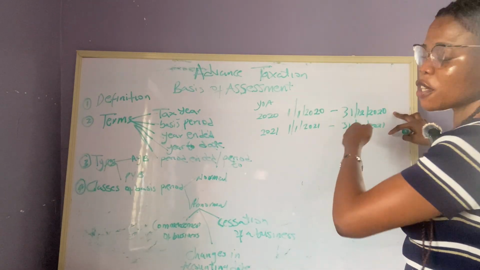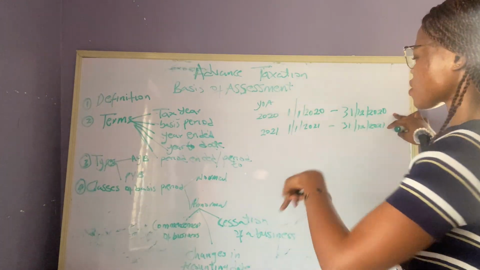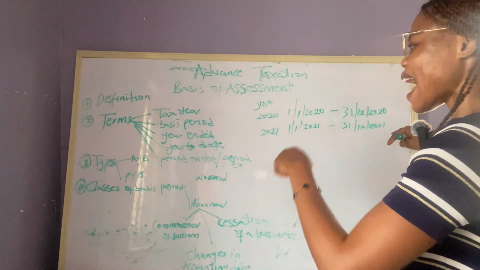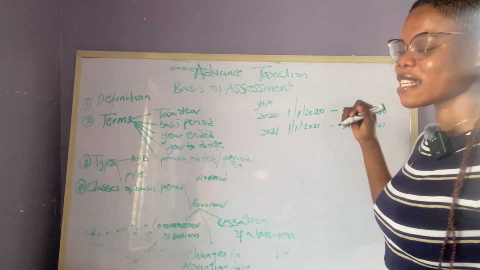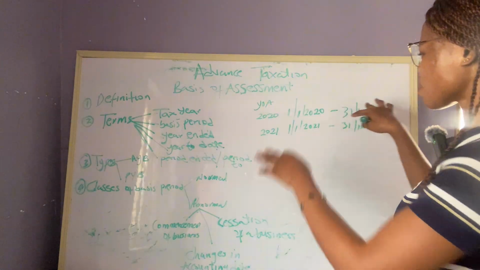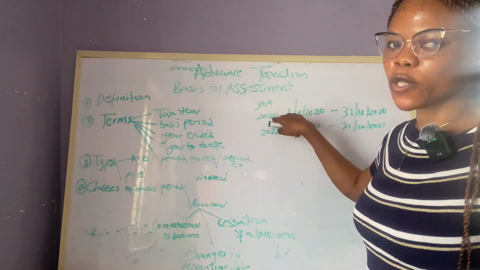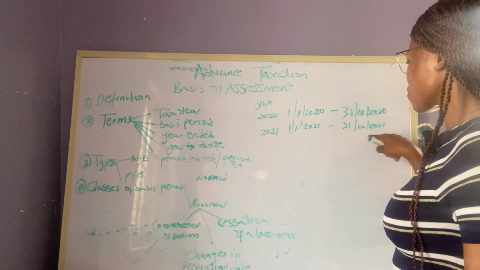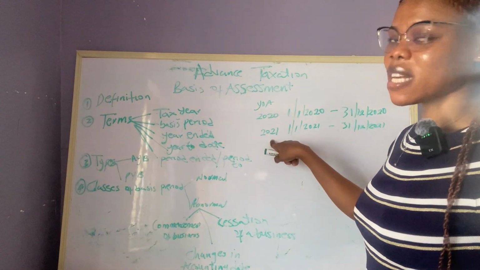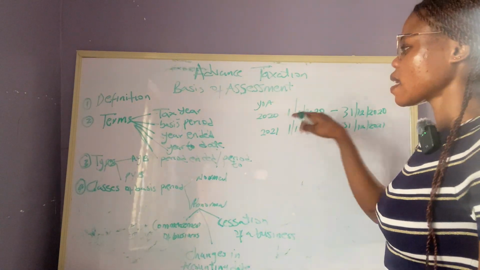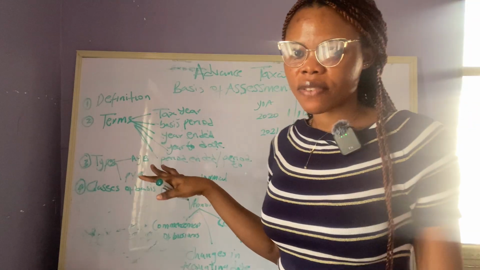from 1st of January 2020 till 31st of December 2020. And the profit of this period is still subjected to tax in that 2020. You understand? This one, 2021, is subjected to tax in 2021. This is actual year basis, right?